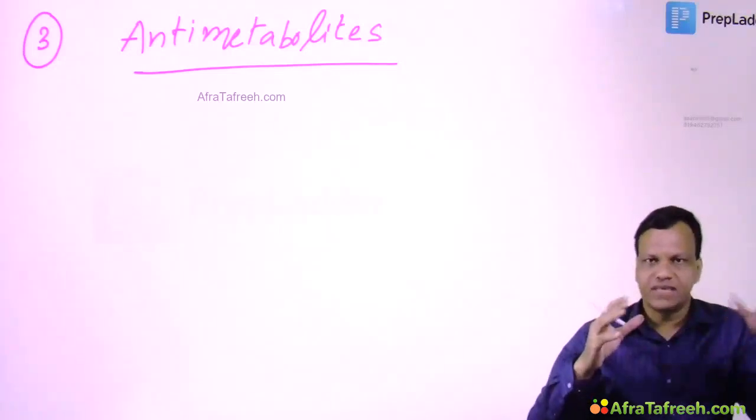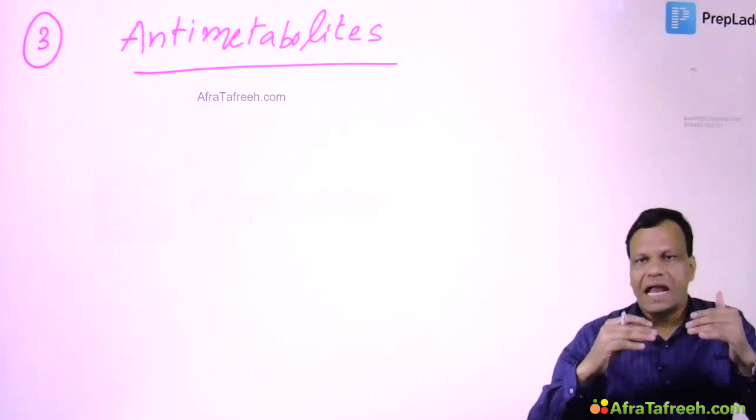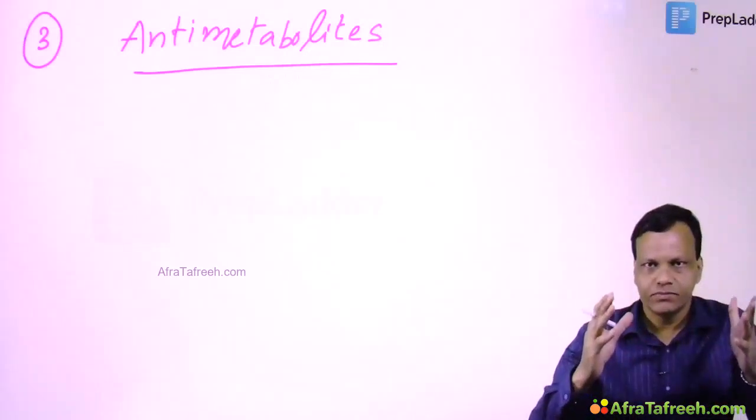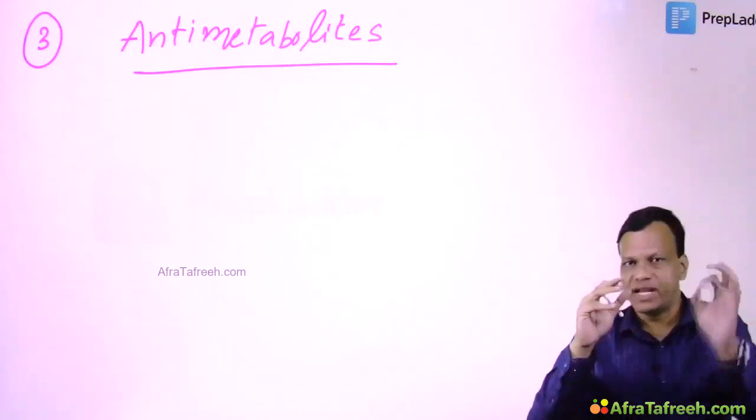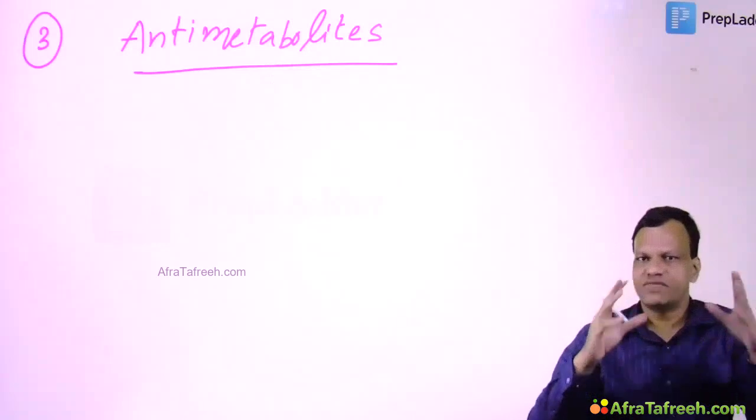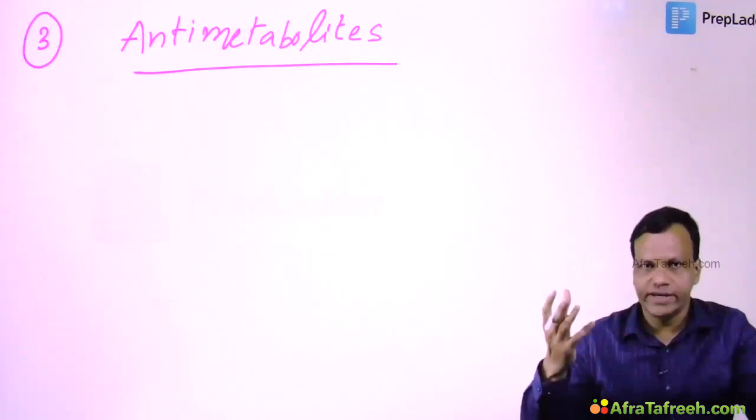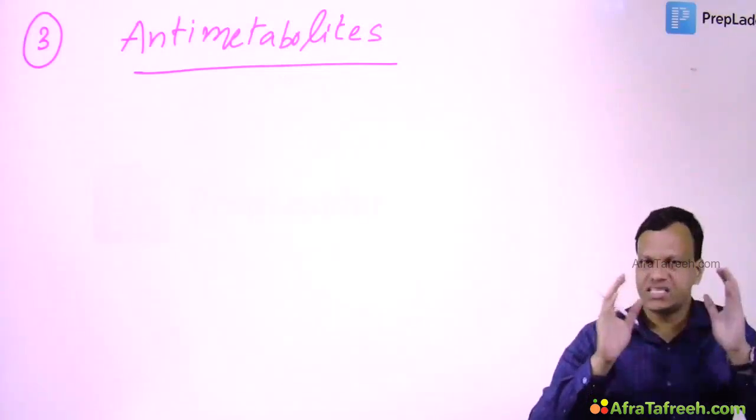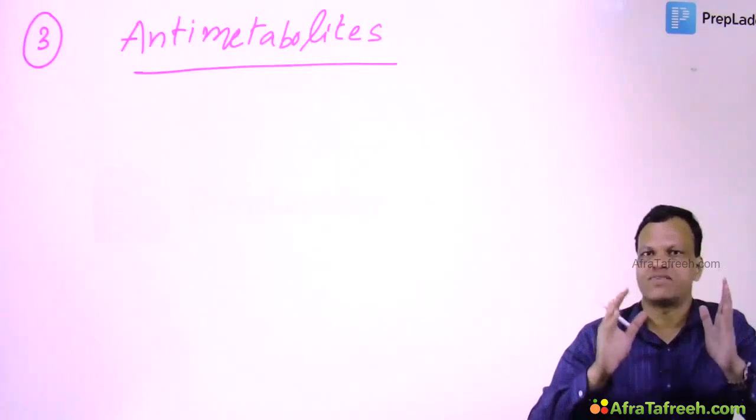But antimetabolites, as the name tells, will inhibit the metabolism. And metabolism, most importantly, should be related to DNA synthesis. So if a drug is inhibiting the formation of DNA, on which phase will it work? We already discussed, yes, S phase. So all the antimetabolites are S phase specific. They work on S phase of cell cycle.